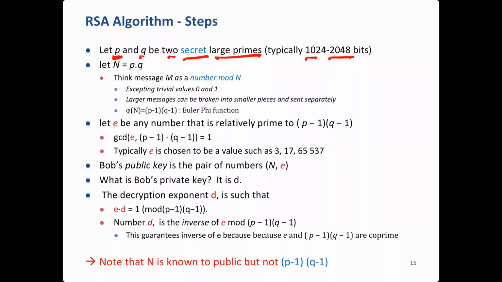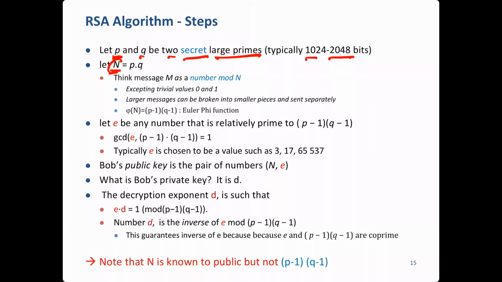Secret to Alice. Alice will have two such numbers, and Bob will also have two such numbers. Alice will have different ones, and Bob will have different ones, right? So Alice may have P dash Q dash, and Bob may have P Q. But these two are very large primes. Each person will choose. Then we define N, capital N, as P times Q.